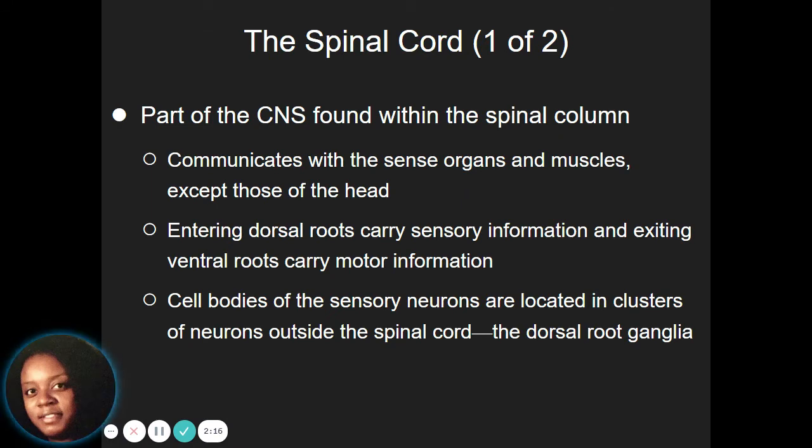The spinal cord is the part of the central nervous system that's located in the spinal column. It is through your spinal cord that communication about your muscles and your senses reaches the brain. Also, communication about pain and things like that are all housed in your spinal cord.